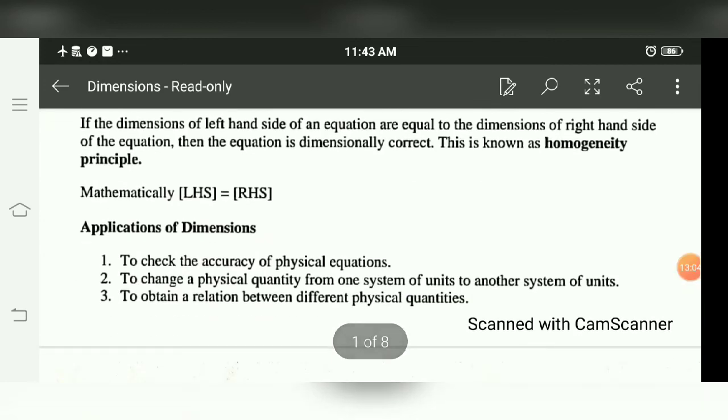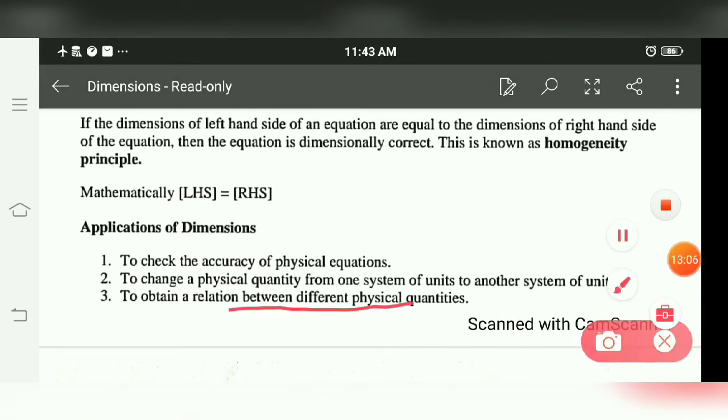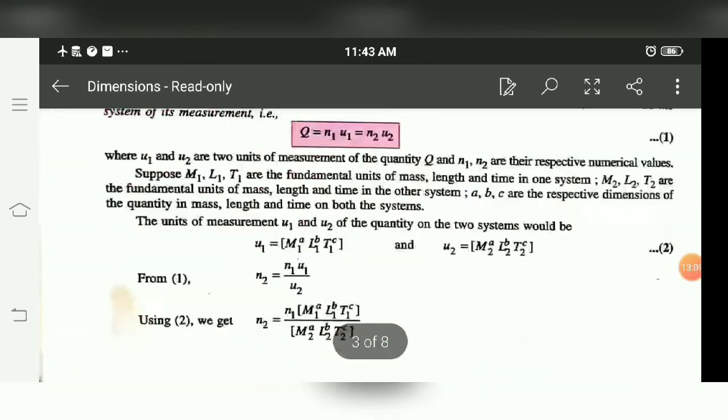Third is to obtain a relation between different physical quantities. How can we do that?